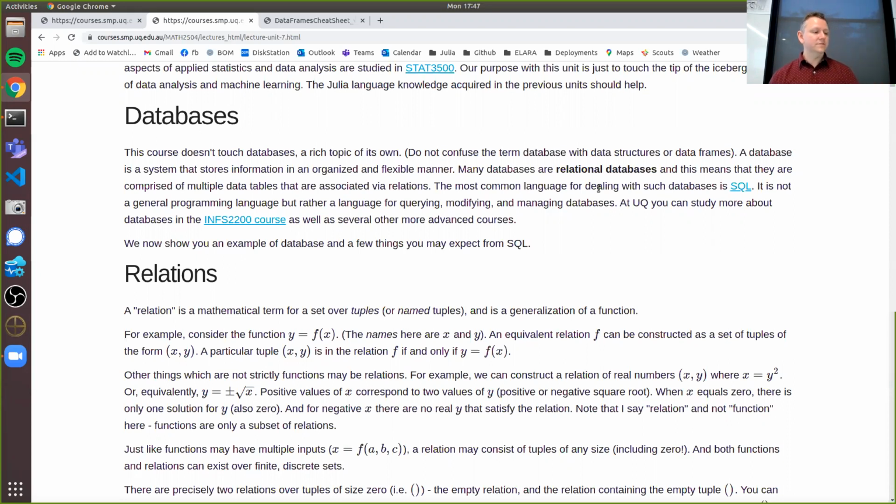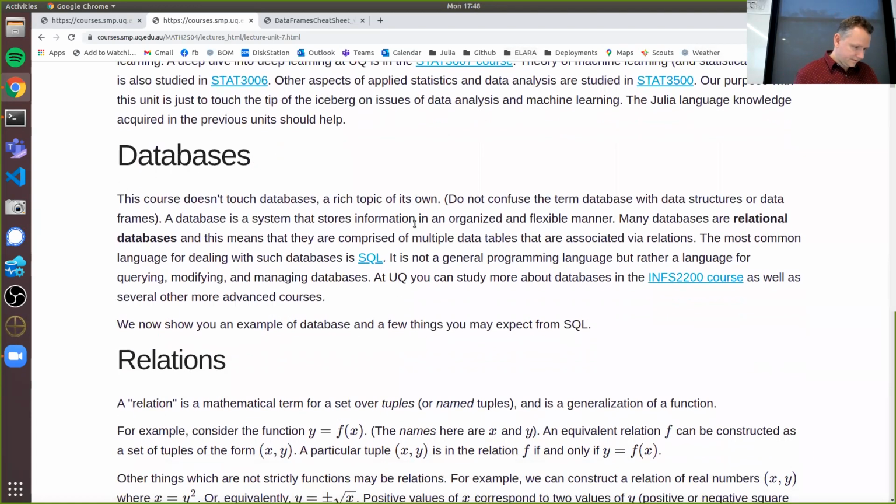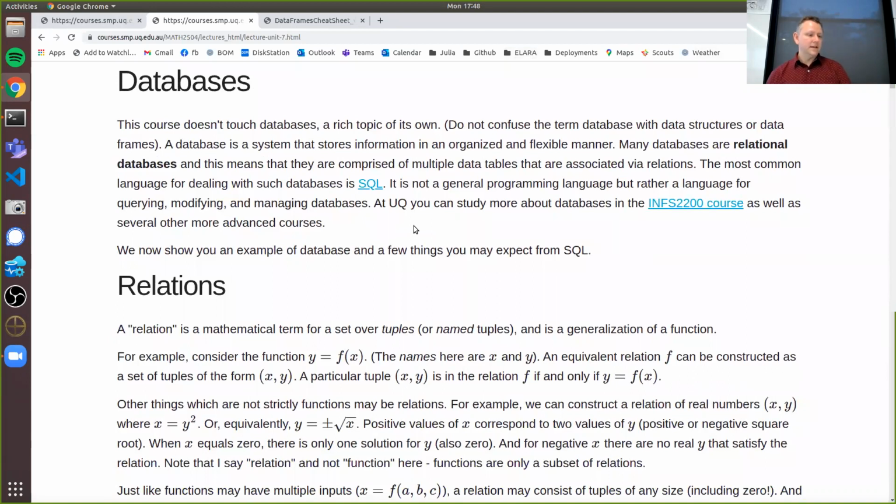The most common sort of database used in industry is a relational database, okay? Which means that the data is organized into a series of tables which are related to each other. And the only real common way of dealing with relational databases is through a language called SQL, okay? SQL is not like any other programming language you've seen. It's a special case language just for dealing with databases.